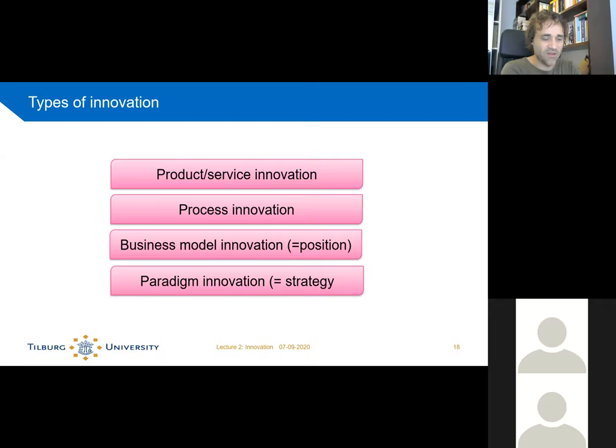And finally, you have paradigm innovation. A paradigm innovation means that you, as an organization, completely redo your organization strategy. You think, okay, we have been doing this, but we're now going to focus on something different. This usually doesn't happen overnight. When you look at Philips, for example, they started with making light bulbs, and Philips now is mostly, or maybe even only, a medical company. They make medical instruments. So it has been a paradigm shift in the way they do business.